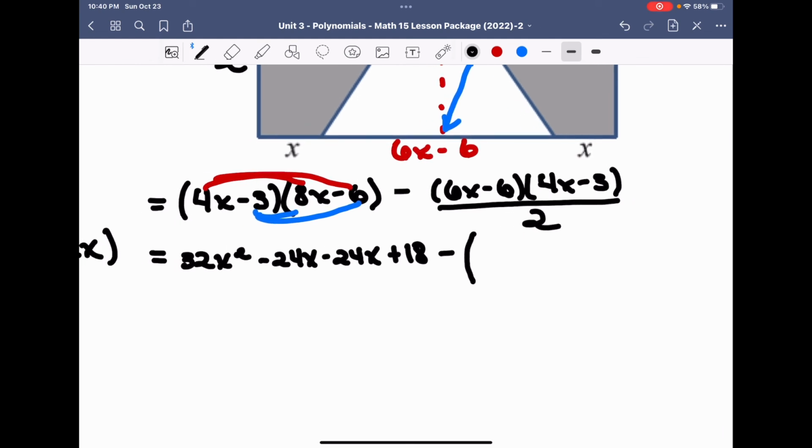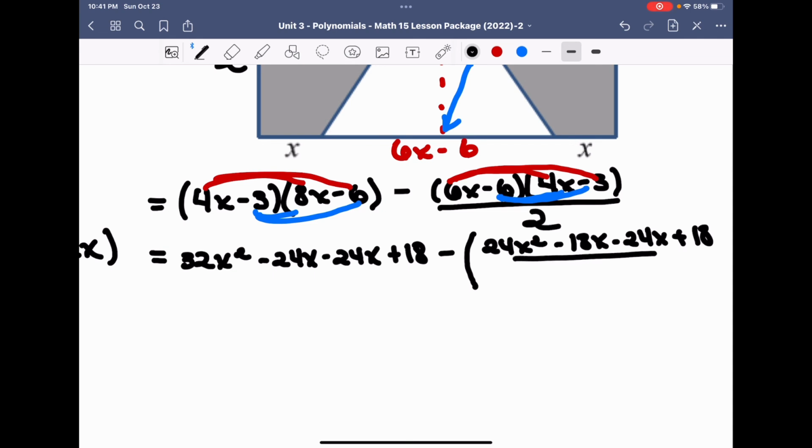So I'm going to throw this all in brackets here. We have 6x times 4x, 6x times negative 3. Well, 6x times 4x is 24x squared. 6x times a negative 3 is negative 18x. Now I need to do negative 6 times the 4, which is negative 24x, and negative 6 times the negative 3, which is positive 18, and this is all over 2.